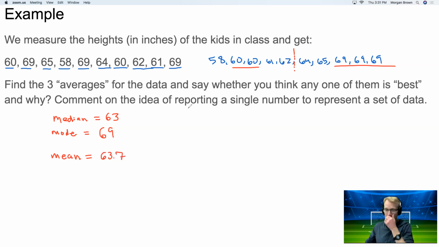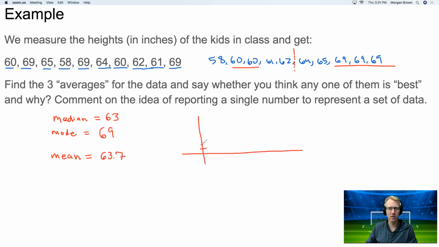The question also asks us, do we think any one of them is best and why? Comment on the idea of reporting a single number to represent a whole set of data. So if you want to stop and think about it, it's unreasonable to just report the height of every single person in class every time someone says, hey, how tall are these people? But also, are these actually capturing the height? I don't know. So I want you to think about if you drew these on a graph, right?